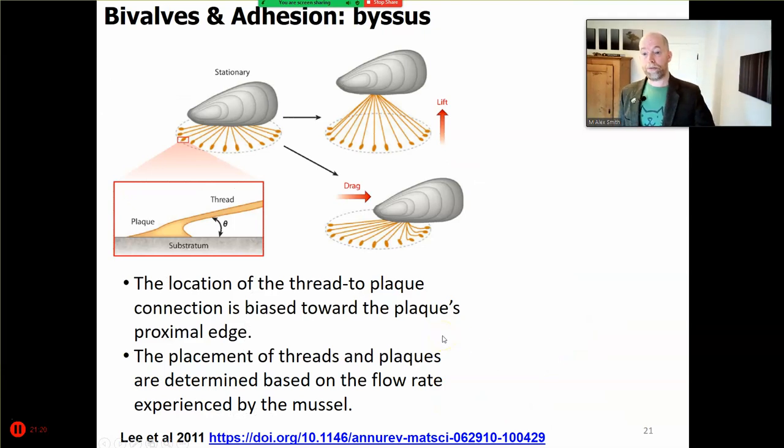And so the location of that thread in the plaque is biased towards the plaque's proximal edge. Physicists and engineers are really interested in this from a couple of different perspectives. One of them is the adhesion capacity for the plaque, and the other is in terms of how they lay down the byssal threads to deal with different forces from the water.